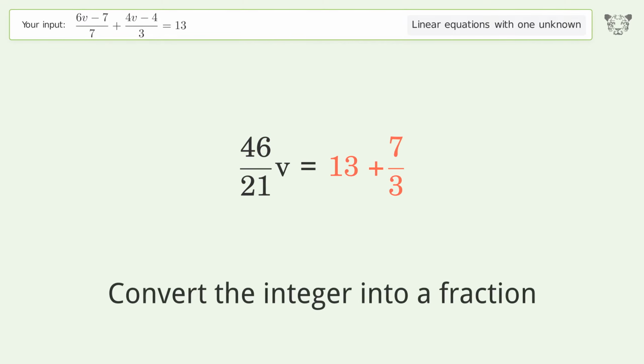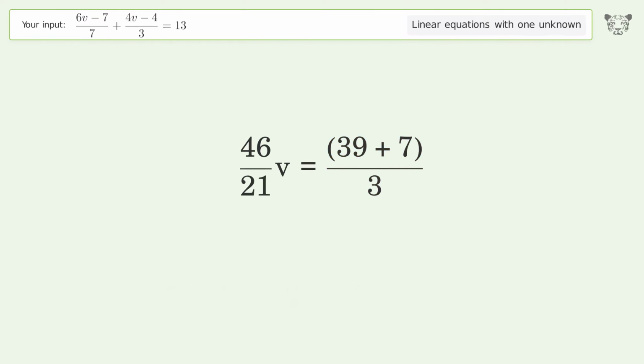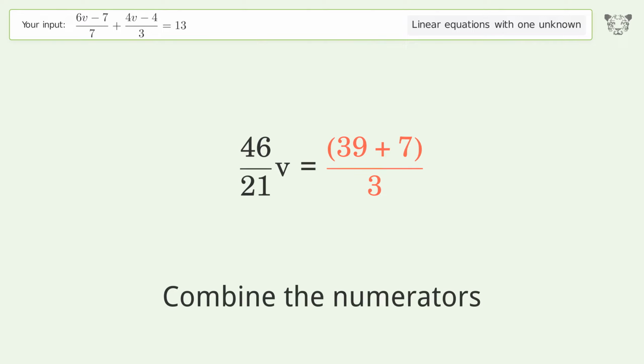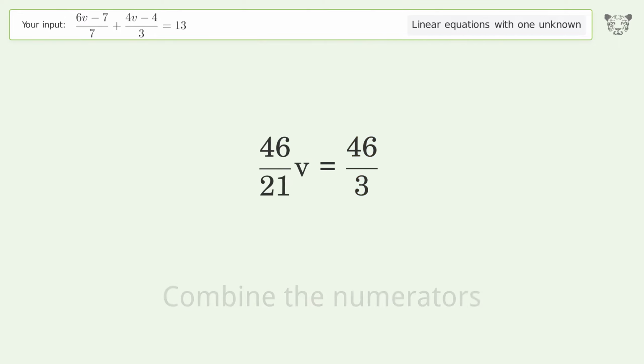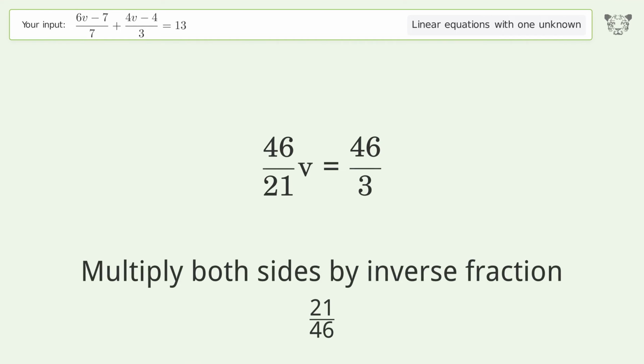Convert the integer into a fraction. Combine the fractions. Combine the numerators. Isolate the v. Multiply both sides by inverse fraction 21/46.